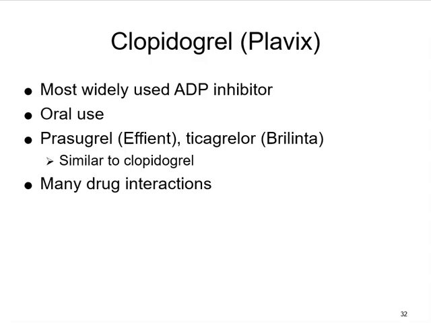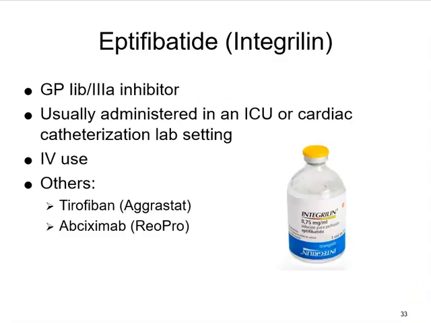Normal dosing is that the patient gets loaded with a dose and then 75 milligrams a day. Lots of drug interactions with this one regardless. And the other ones that are similar to it are prasugrel and ticagrelor. So you can see that they all have a grel in them. Integrilin is one that you won't be seeing on the floor, but if you work in an ICU, you'll probably see it there. Also in cardiac cath labs. It is IV only.